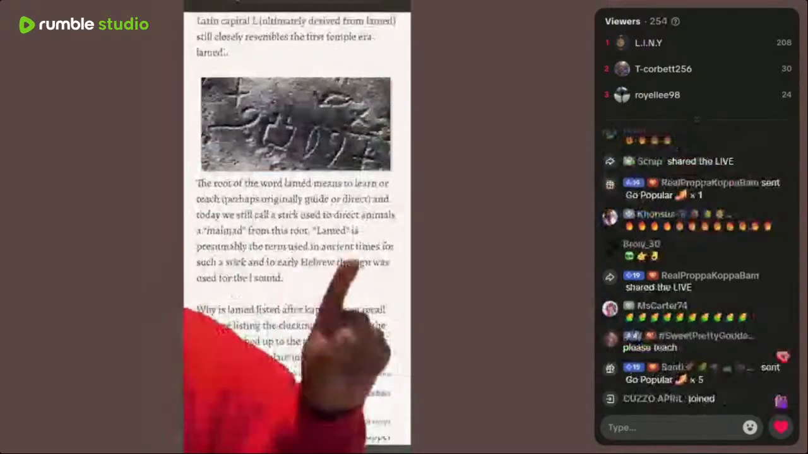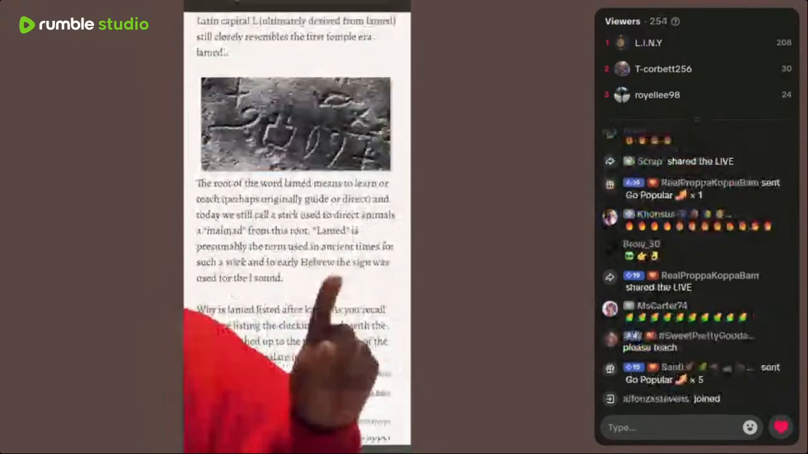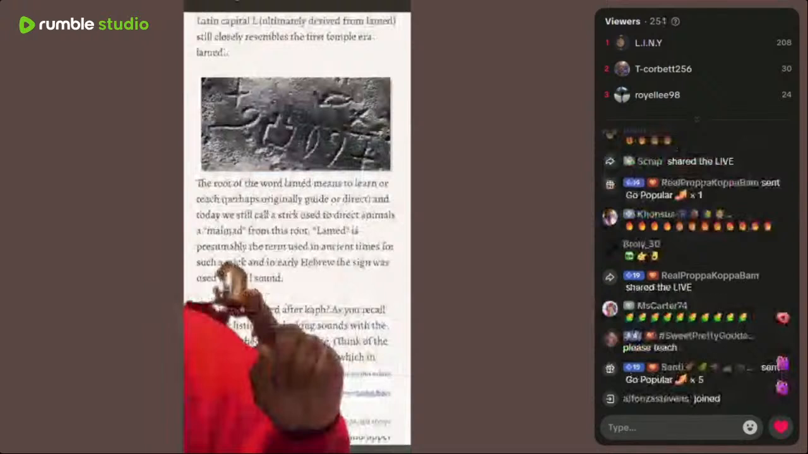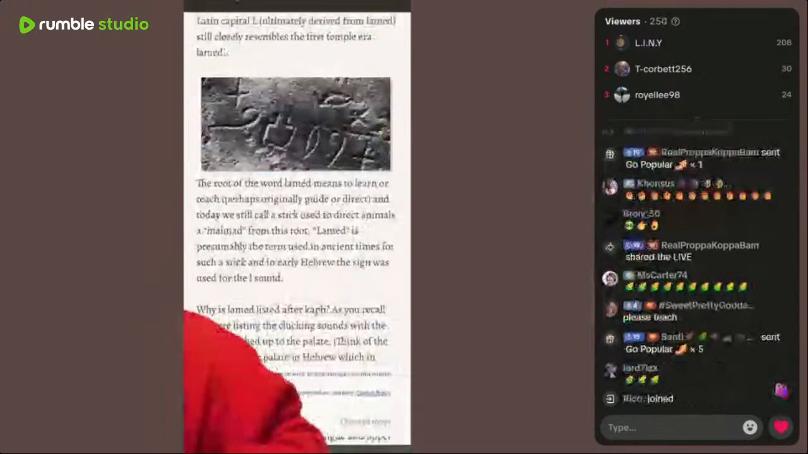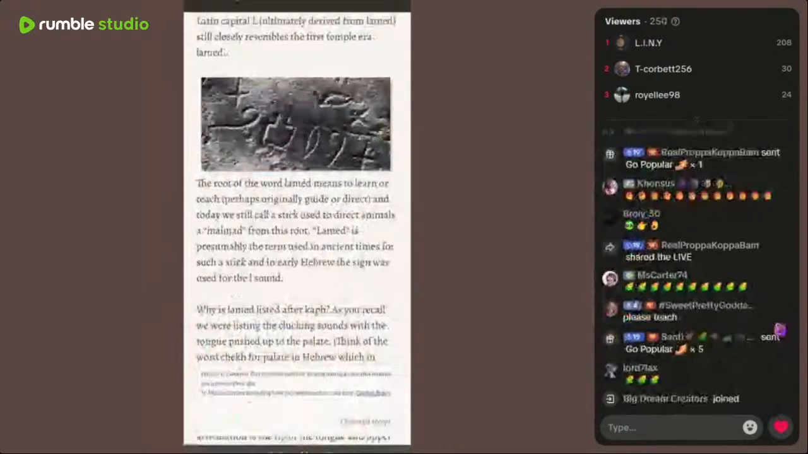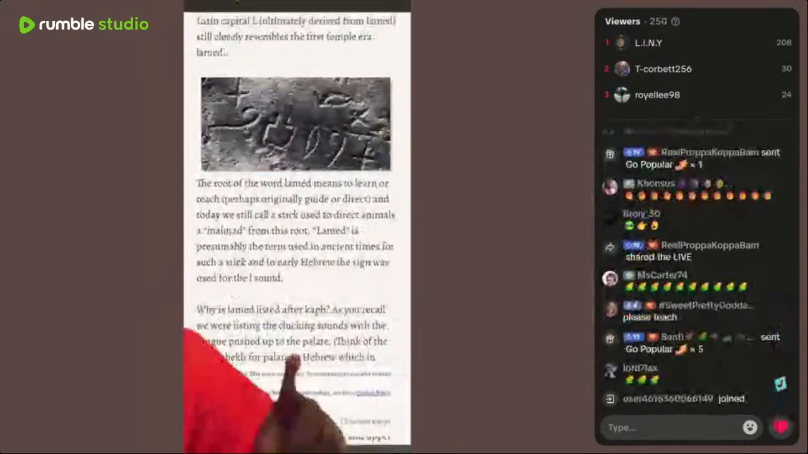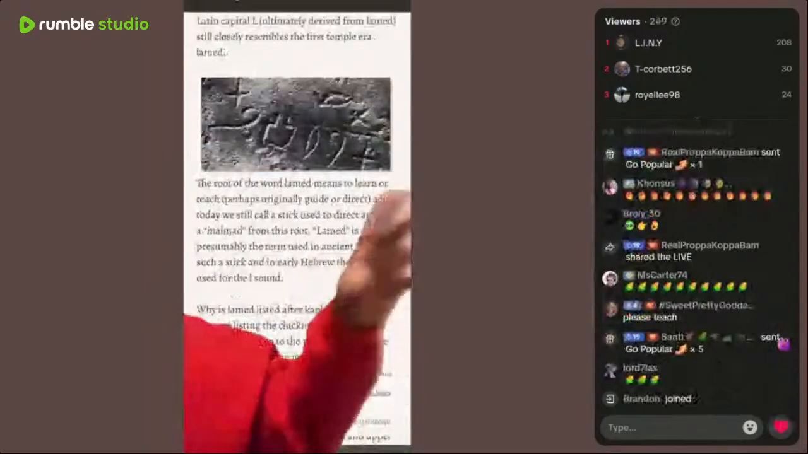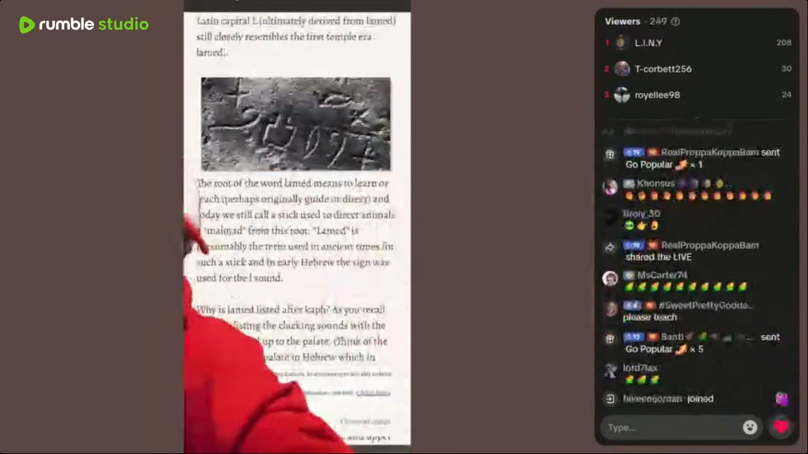The term used in ancient times for such a stick. In early Hebrew, the sign was used for the L sound. Why is lamb listed as K-A-P-H? As you recall, we were listing the clucking sound. They're talking about the word starting to change, right? Let's keep going.